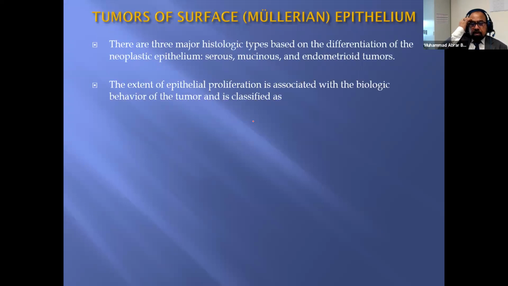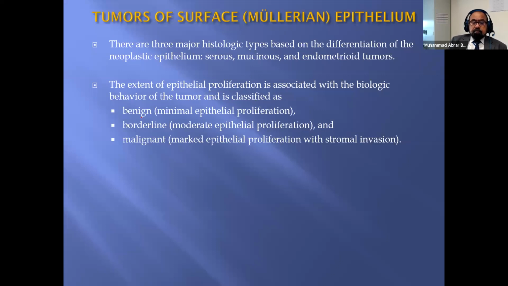They have also classified that the extent of epithelial proliferation is associated with the biological behavior of the tumor. For example, number one, benign: the cyst will be benign with minimal epithelial proliferation. Borderline: here we have moderate epithelial proliferation. And malignant: marked epithelial proliferation with stromal invasion.